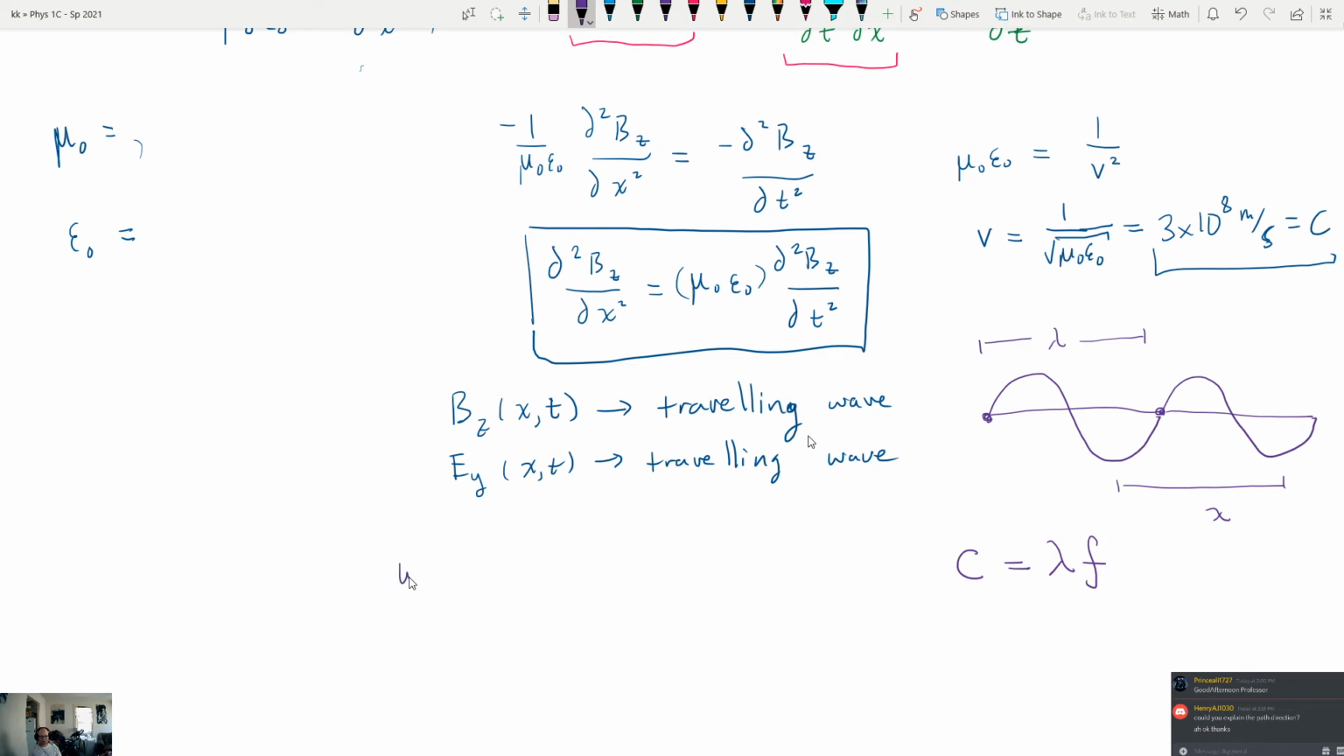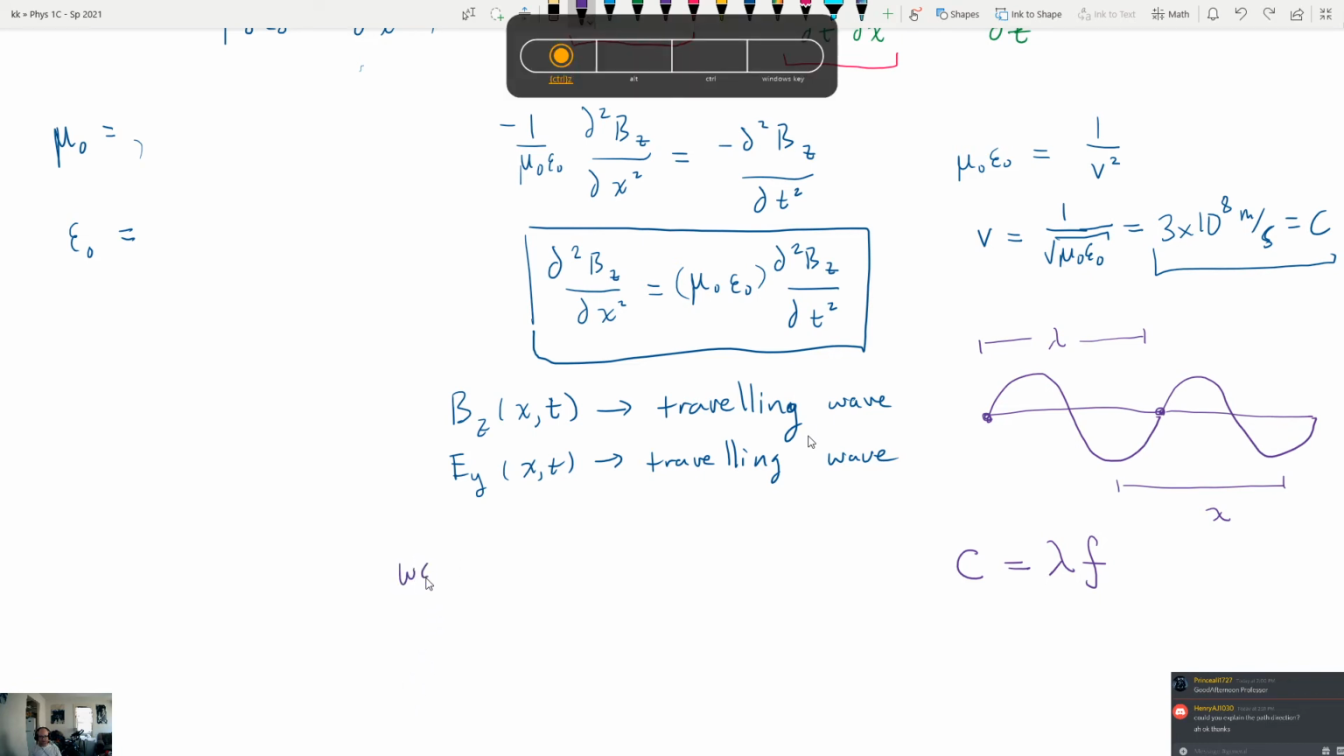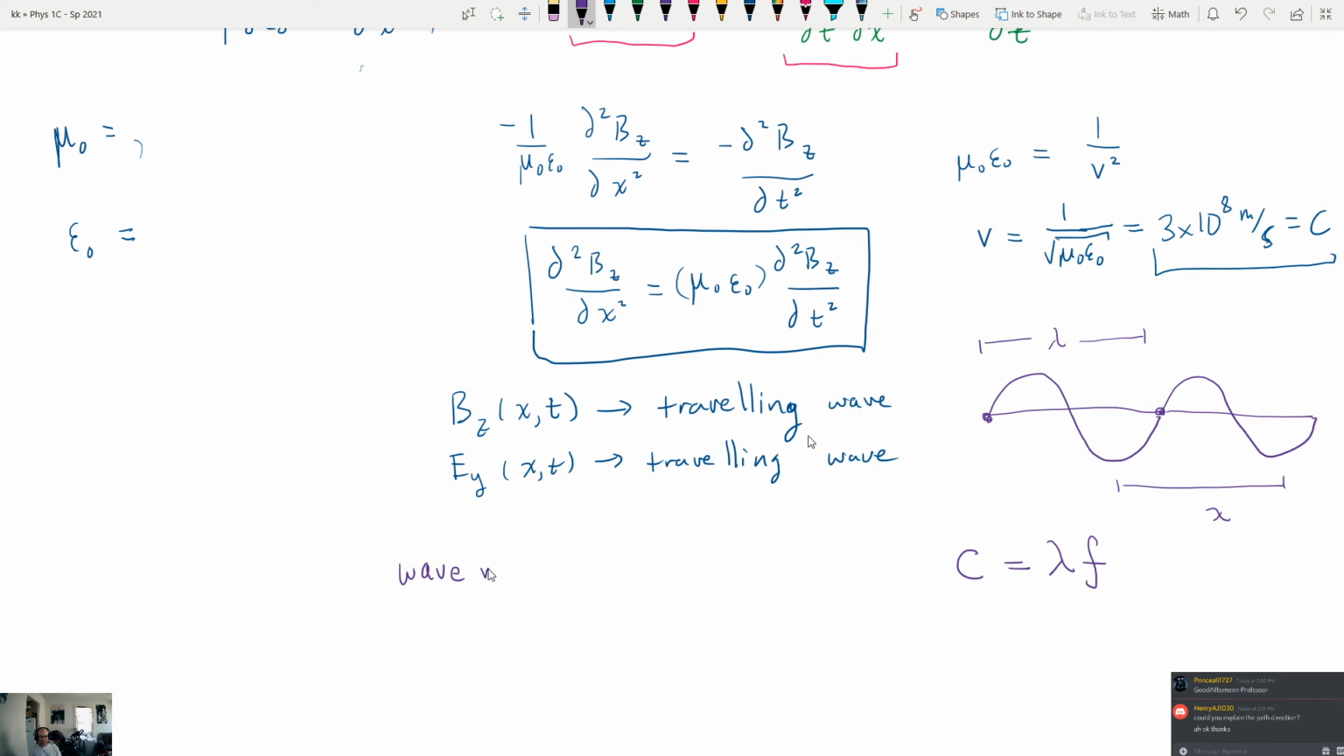There's something that's called the wave number. I think probably a lot of you have heard of wavelength and frequency, but you may not have heard of wave number. Wave number is defined as k. This is used a lot in physics textbooks. k is equal to 2 pi divided by lambda, so it's going to have units of radians per meter.